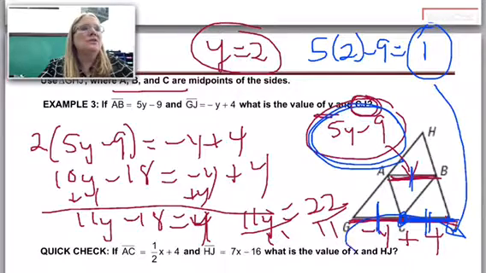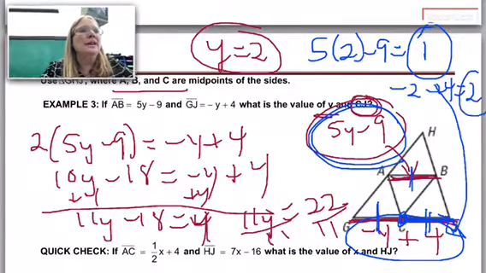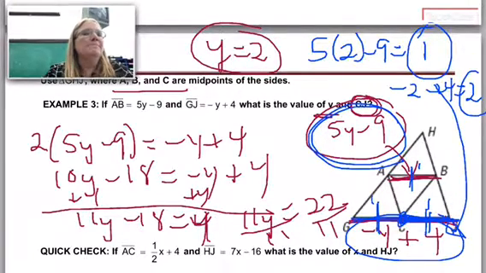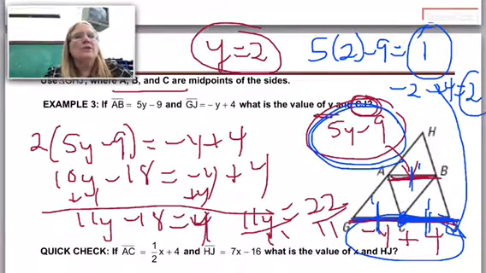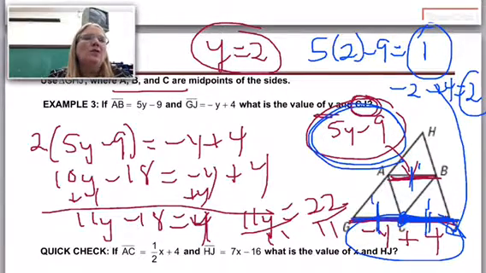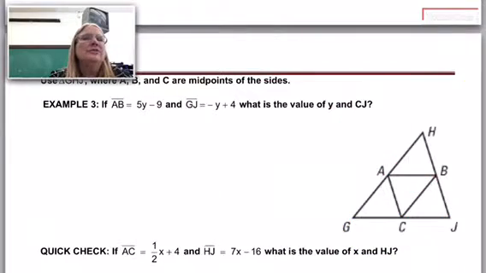And remember, this is the whole length. So if we substitute 2 here, we get negative 2 plus 4 is equal to 2. And that makes sense, because if the whole thing is 2, half of that is 1, and that means that all those segments are 1. Okay? So for the quick check, you should pause the video and try to do the quick check yourself.